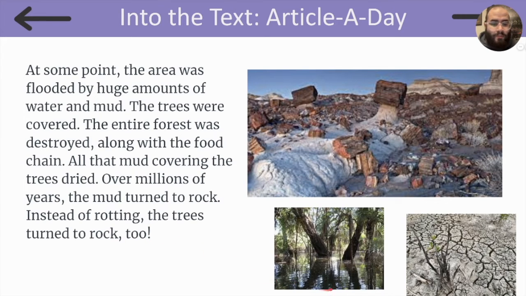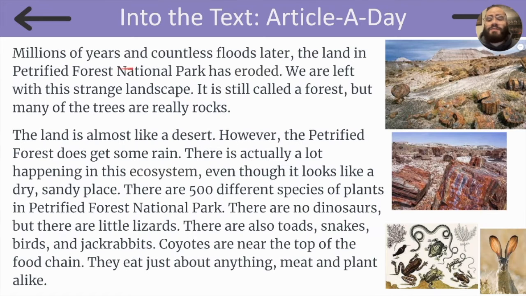So, first, we had a forest that flooded. Then it turned into dry mud, and then eventually, after a long time, it turned into petrified wood. And that's how we can have the petrified forest. Millions of years and countless floods later, the land in Petrified Forest National Park has eroded. We are left with this strange landscape. It is still called a forest, but many of the trees are really rocks.